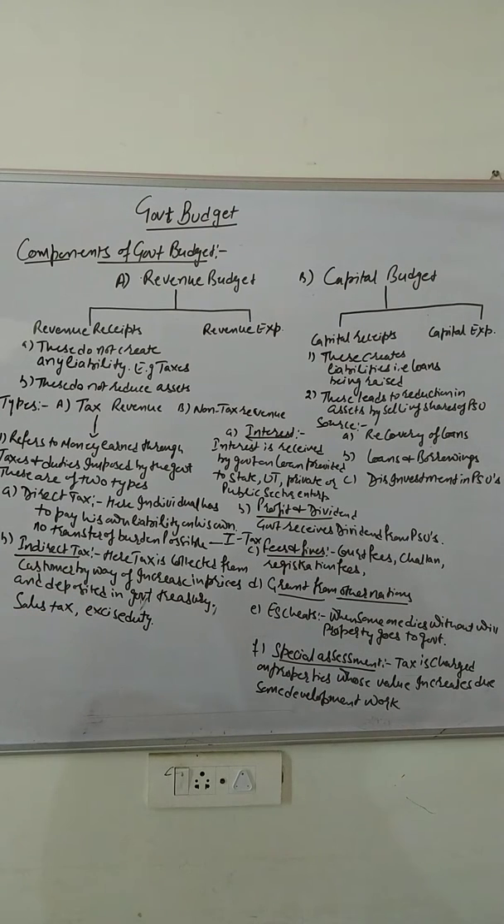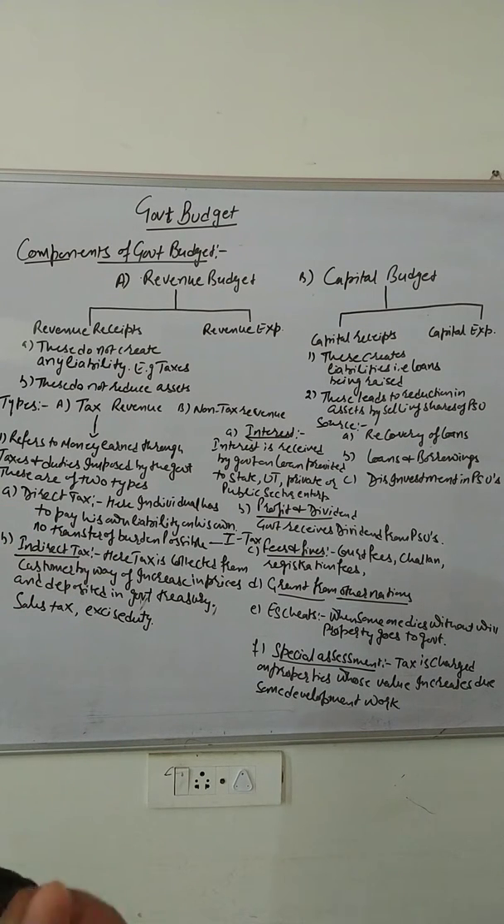Now, revenue receipts are those receipts which do not create any liability on the business. No liability is being created. We are earning the money on regular basis during the governance of the country or of any government. So that is a revenue receipt. And these do not reduce any assets.